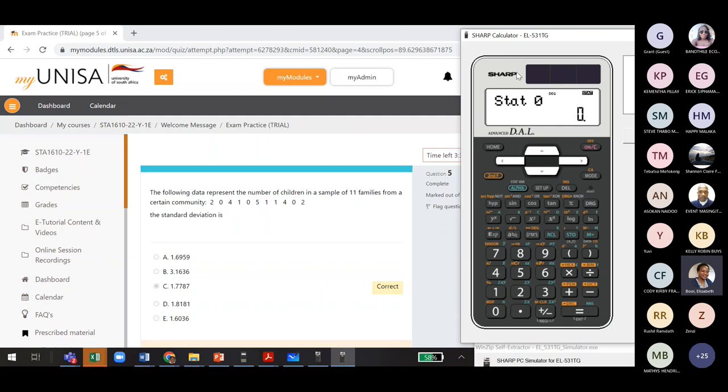Okay, so now let's calculate the variance, which is 5. Because it's written in green, you will press alpha and button number 5 and press equal, and that is 1,7787. If I want the variance, I just press x squared equal and it will give me the variance. If I want to go back to the standard deviation, you just take the square root of the answer and that will give you back. So it's just moving around and knowing which one is which. Okay, so that is correct.